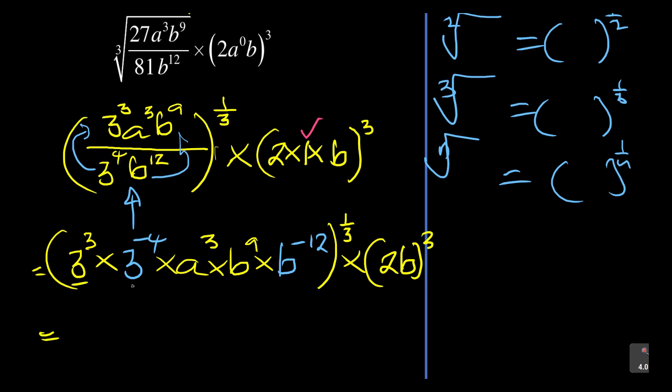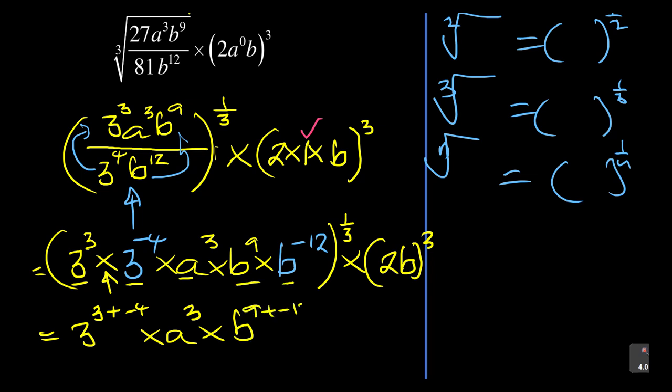For example, 3, 3 is multiplying. So you say 3 to the power of 3 plus minus 4. You can write it like that because times means plus. And then times here, a is the only a, so you leave it like that, a to the power of 3, times b, you see there are two of them, which is 9 plus minus what? 12, because times means plus. This is simple, 9 minus 12.